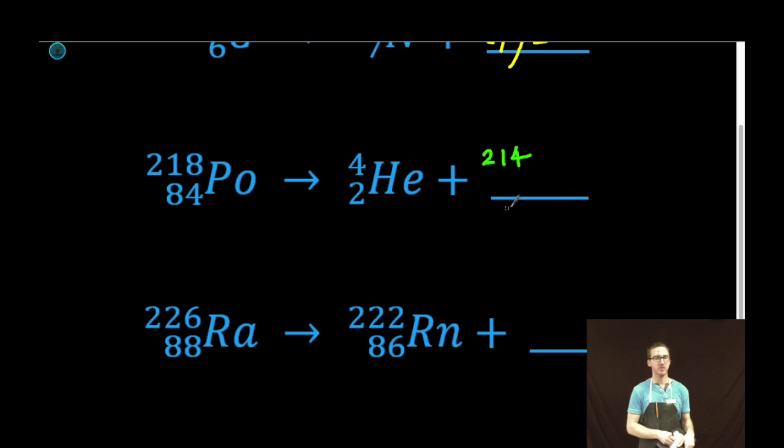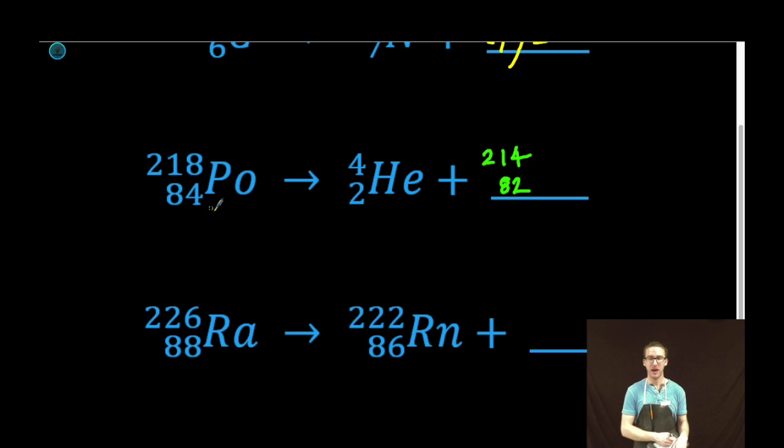Same thing applies to the numbers on the bottom. On the left-hand side, the total is 84. On the right-hand side, 2 of that 84 is here, which means that 82 must be the number on the bottom for this particle. Now, as I try to come up with the symbol, remember that the number on top is the mass and the number on the bottom is the atomic number.